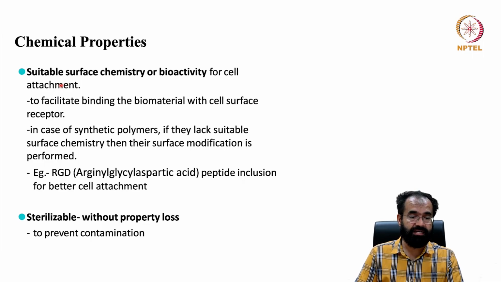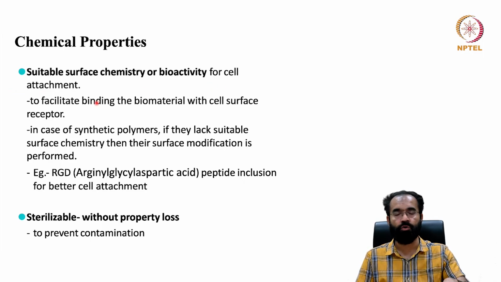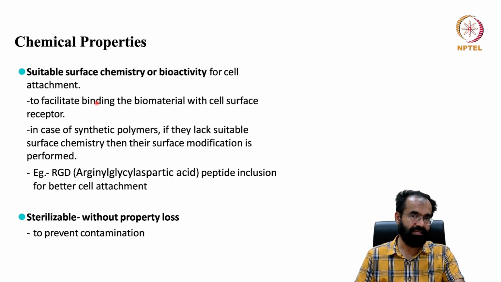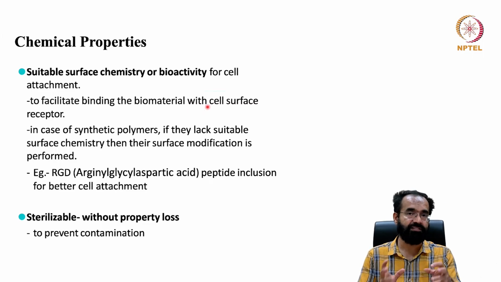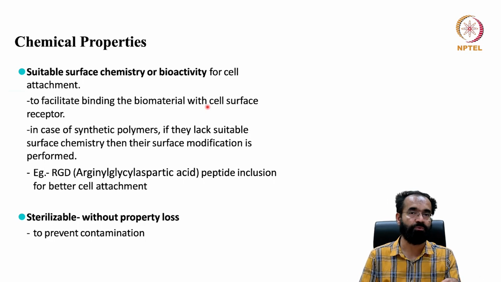Chemical properties in detail include suitable surface chemistry or bioactivity for cell attachment. If the cells are not able to attach on them, then that scaffold is not of too much good quality. To facilitate binding of the biomaterial with the cell surface receptor. Every cell has got different receptors. Some are used for attaching onto the matrix. So the same receptor, a cell should be able to use it to bind onto the scaffold also.